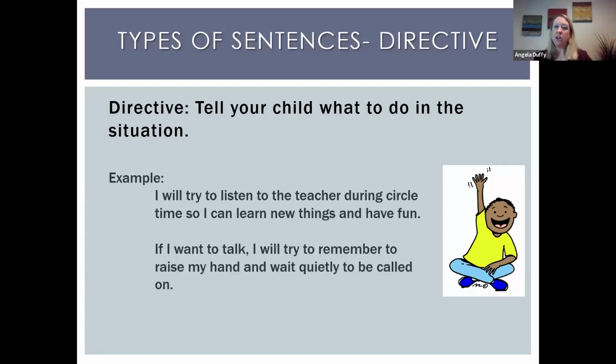Maybe you have it on a lanyard or a ring of visuals. You can use that as a quick reminder if the child starts to not raise their hand. Oh, don't forget, raise your hand. You don't have to say that. You can just show the picture.